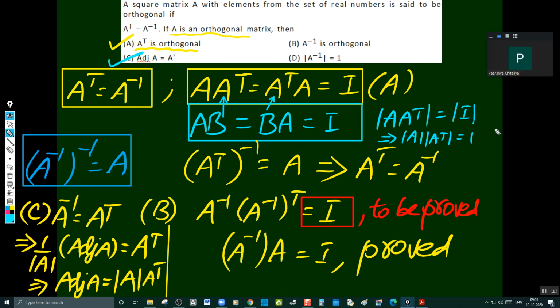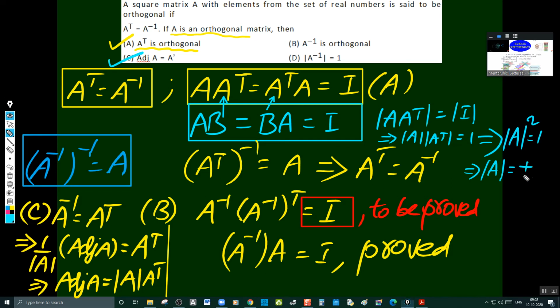Yes sir, because the determinant of A is a matrix here, so it holds for both. No, what I'm writing, just see this. Det A into det of A transpose, both are equal, no? I can write it as det A whole square is equal to 1. Then what is det A? Plus or minus 1. Oh, I understood. Yes, C is correct.